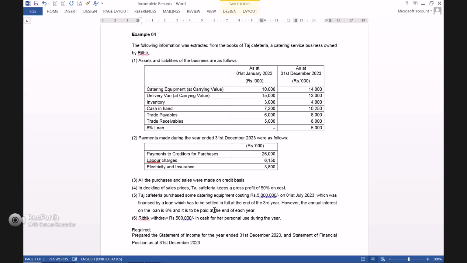Otherwise, we will put 7:30 to 8:30. Yes, I see. Okay, entrepreneurship, no? So we will take 7:30 to 9:30. Okay, tomorrow we will take 7:30 to 9:30. So you will practice this question and find out the answer and come with it to the next class. Okay, I will wind up the session now.